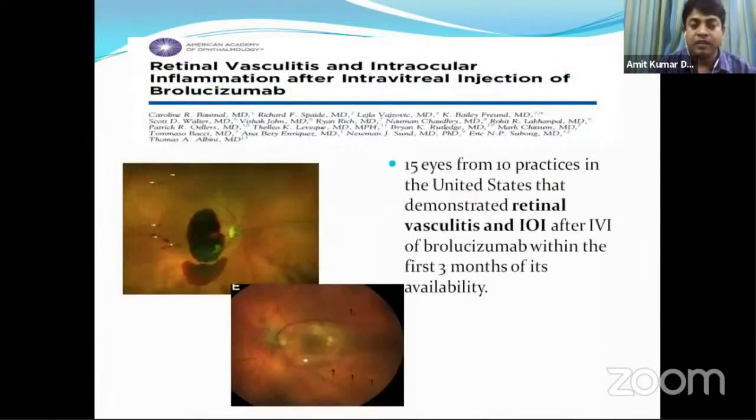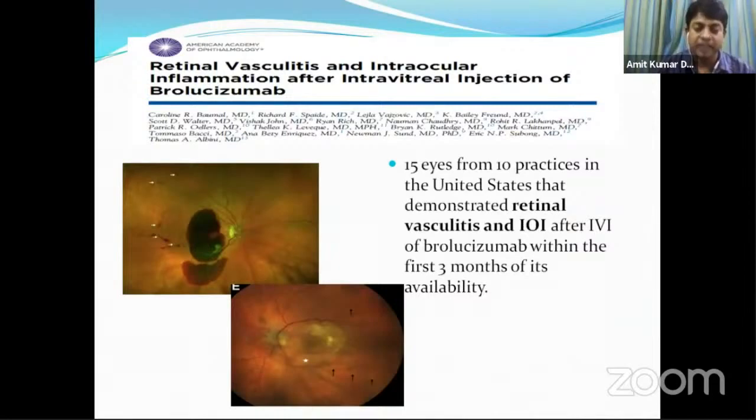However, immediately after the launch of this drug in the USA, within 3 months, some side effects were noted related to intraocular inflammation or retinal vasculitis. This retinal vasculitis and intraocular inflammation are similar to vancomycin-related HORV or hemorrhagic occlusive retinal vasculitis, which was seen following vancomycin injections. It was considered a delayed-type hypersensitivity, as this reaction was seen almost a month after the initial injections.